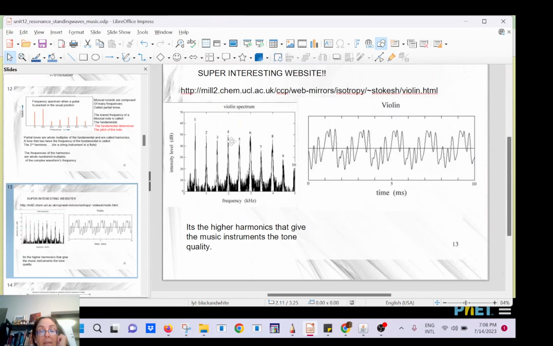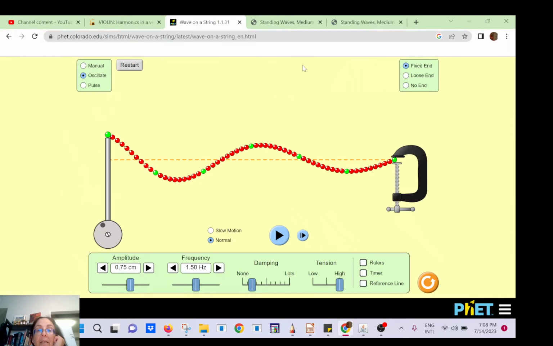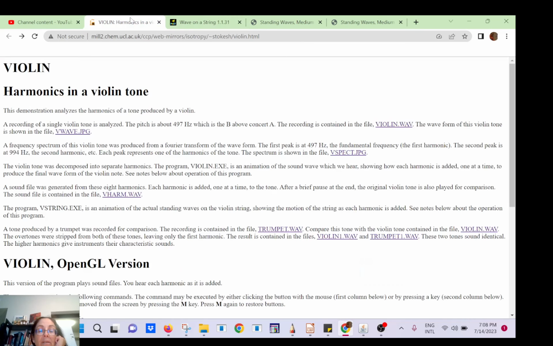In that website, they show you a violin playing a note, and I forgot which note it's playing. Let's see. I think it's a very good website. So the pitch is the B above concert A. I'm not doing music, so I'm not sure what it sounds like, but it's a pitch, right? The frequency is 497 hertz.